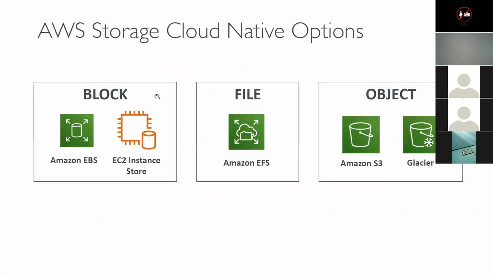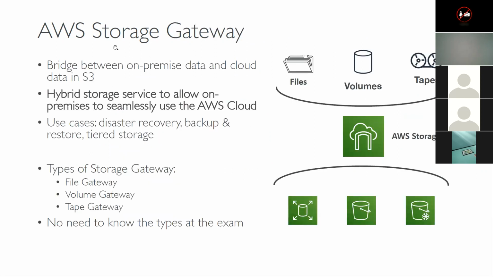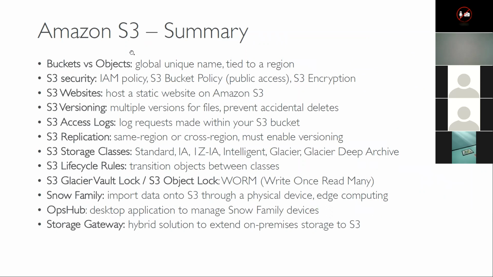AWS Storage Cloud Native Option. It's block level, bare metal block level. It can also be file level, such as NTFS, permissions, raw files, and also folder level, what they call a bucket. Storage Gateway is a bridge between on-prem data and cloud data in S3. Whether file, volume, or tape, it has a gateway to connect to buckets. Okay, so that's the S3 summary on buckets versus objects.